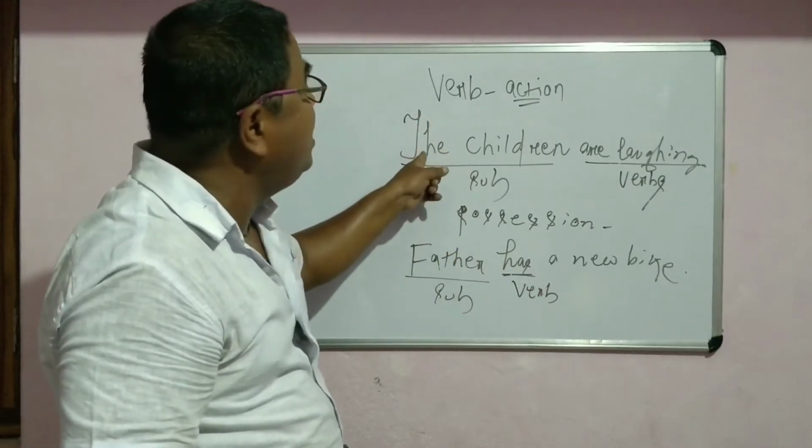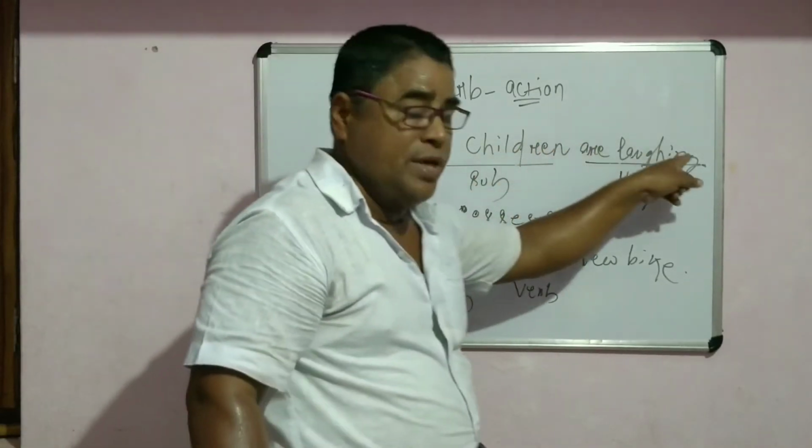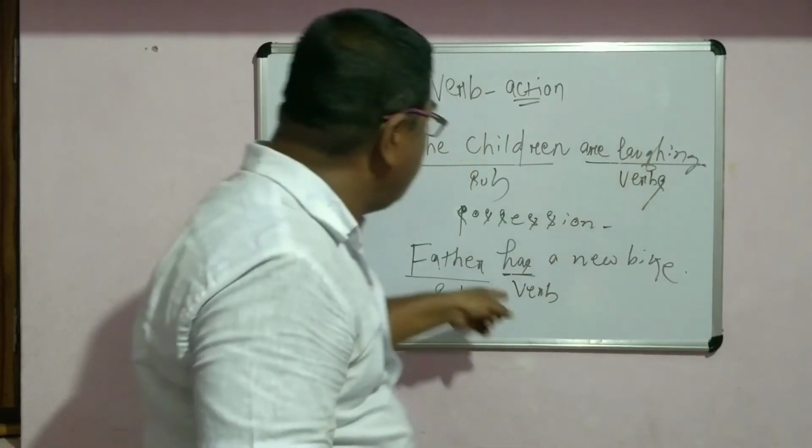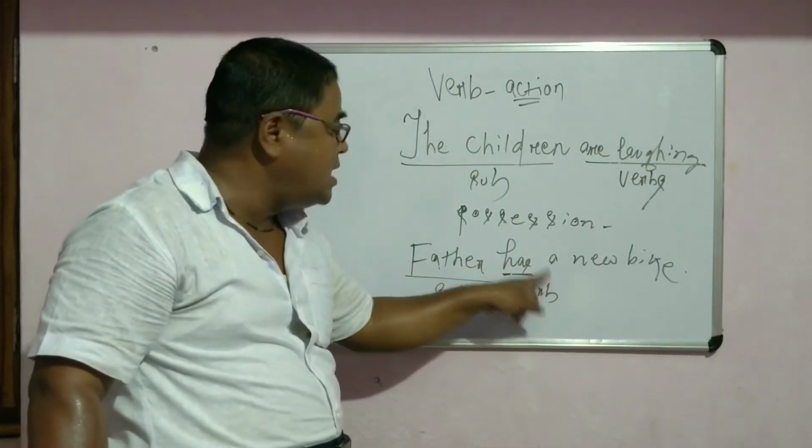In sentence number one, what are the children doing? They are laughing. So are laughing is the verb. Here has refers to or denotes possession. So has is the word.